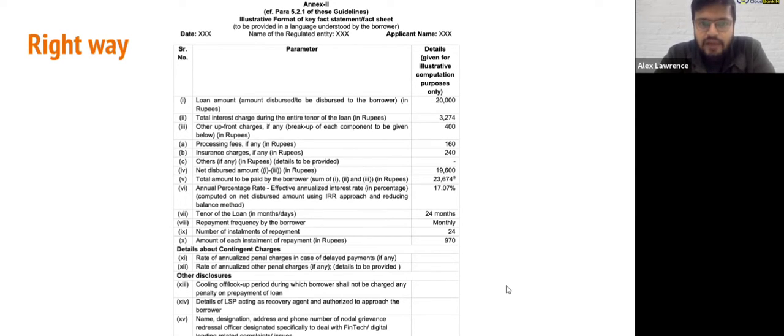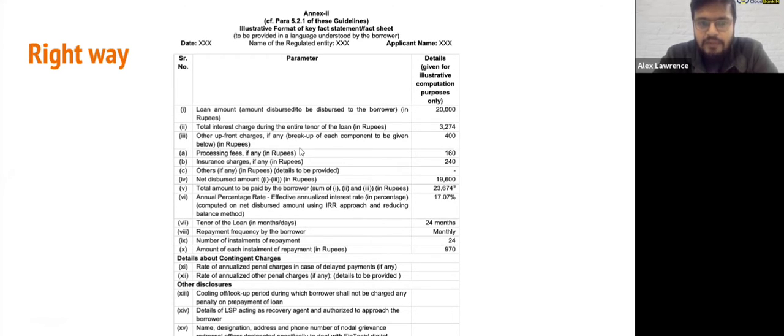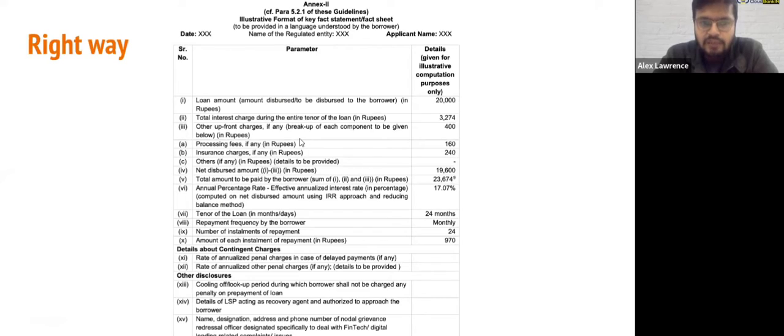So this is the annexure where the key fact statement is provided for the borrower. Previously there were some things which were not there, which we didn't have in our previously published apps. So now we have started incorporating that. For example, the cooling off period, the details of the recovery agent at the bottom, and the name and designation of the grievance officer. All these have to be declared explicitly in the key fact statement, along with other important things like the APR and the penal charges, which might come, which should be annualized as well.